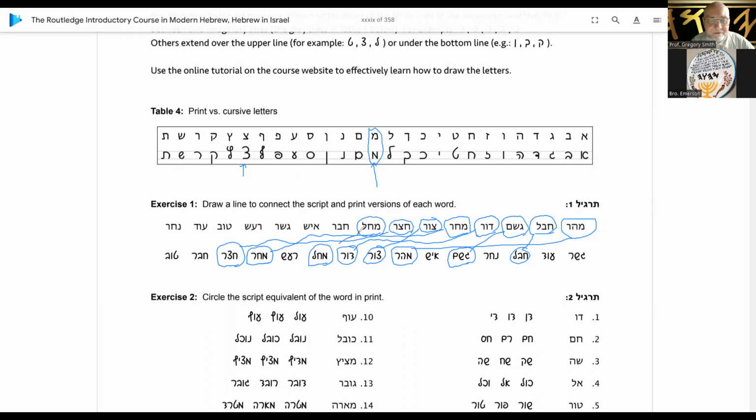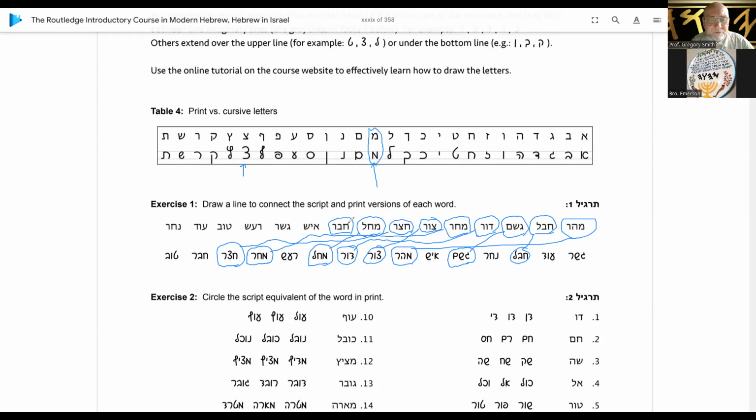So I'm going to connect these two. They match. Okay, now we've got, this looks like chaver. That looks like friend. Let's see if that's correct. It's like a company association, חבר, like staff organization, member. חבר, okay.